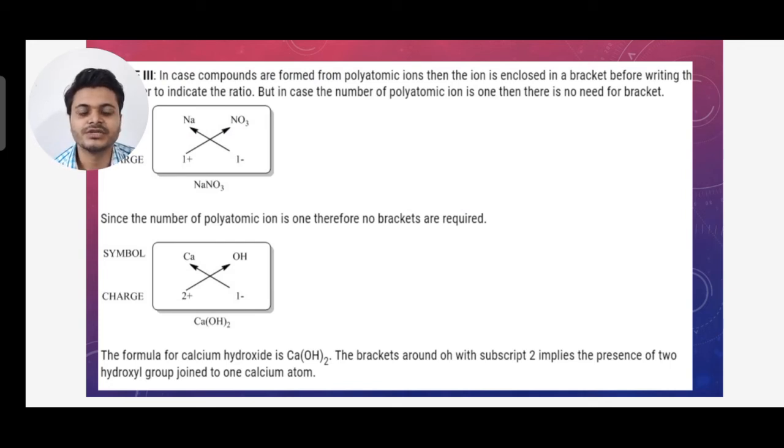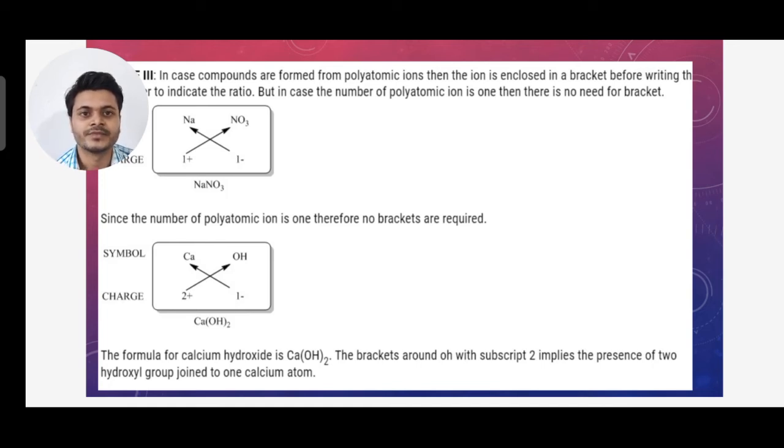Next you can see calcium hydroxide. How do we write it? Calcium's valency is 2, that is a cation, and hydroxide is -1. Valency is -1 and calcium valency is 2, so by cross multiplication we write Ca(OH)2.